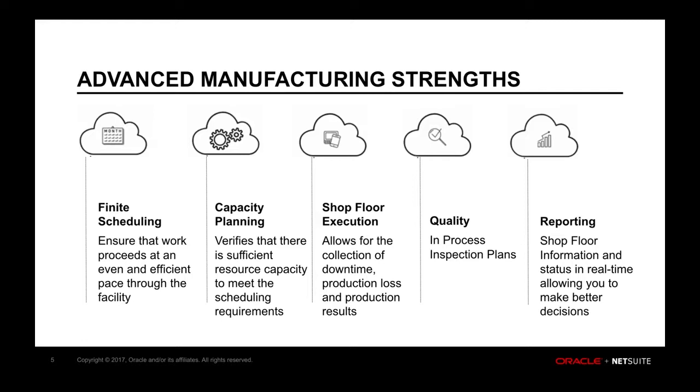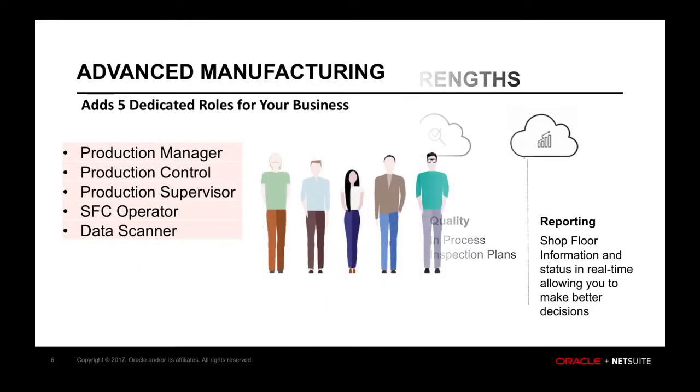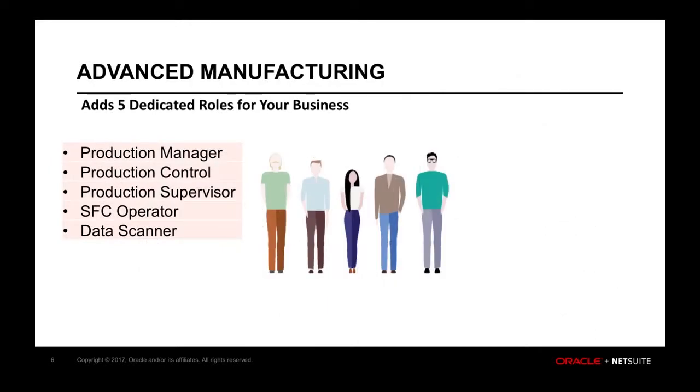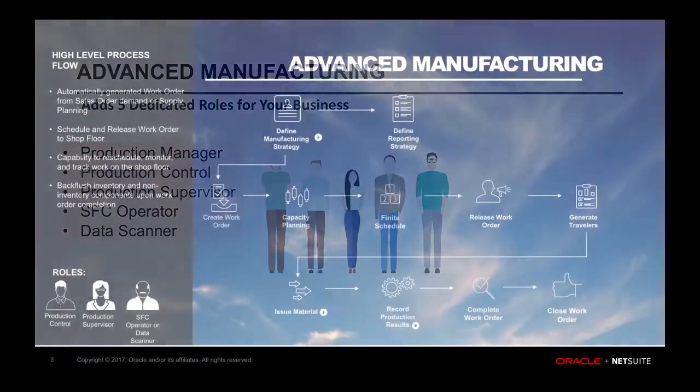Advanced Manufacturing allows for the near real-time collection of material, setup time, actual production rates, and any downtime that may have occurred. All wrapped up with over 40 additional reports and key performance indicators for you to better run your business. When you add advanced manufacturing, NetSuite provides 5 additional dedicated roles for you to use, from production manager all the way through shop floor operator. Use our data scanner role with either a scanner or a tablet for reports.